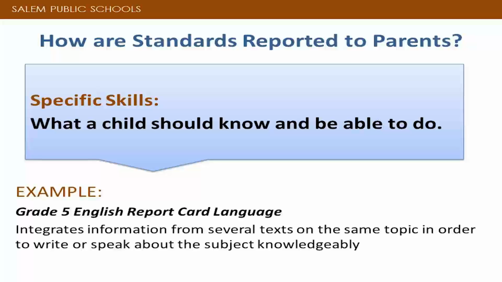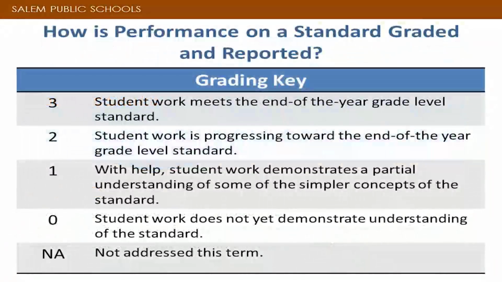Here's an example of actual report card language for a 5th grade learning standard. For this standard, 5th grade students are expected to use information from several sources to either write or speak knowledgeably about a topic. For each skill, students will receive a score between 0 and 3 that assesses their learning for individual standards.